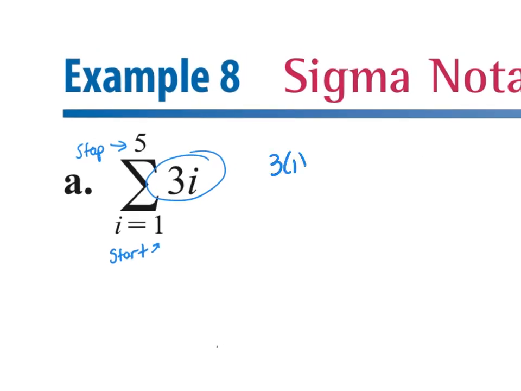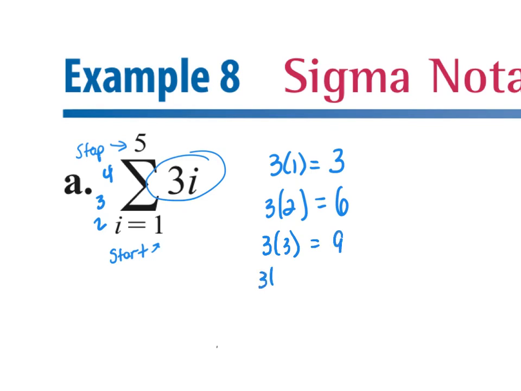So look, I'm going to plug in 1. And I get 3 times 1 is what? 3. Now I'm going to plug in 2. I'm going to plug in 1, 2, 3, 4, and 5. So when I say 3 times 2, I get 6. Then I'm going to plug in 3. 3 times 3 is 9. Then I'm going to plug in 4. 3 times 4 is 12. Then I'm going to plug in 5. And 3 times 5 is 15.